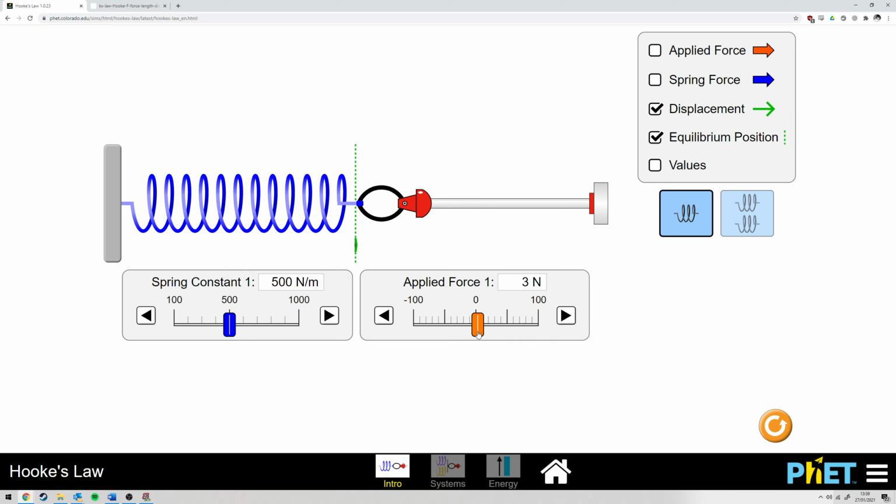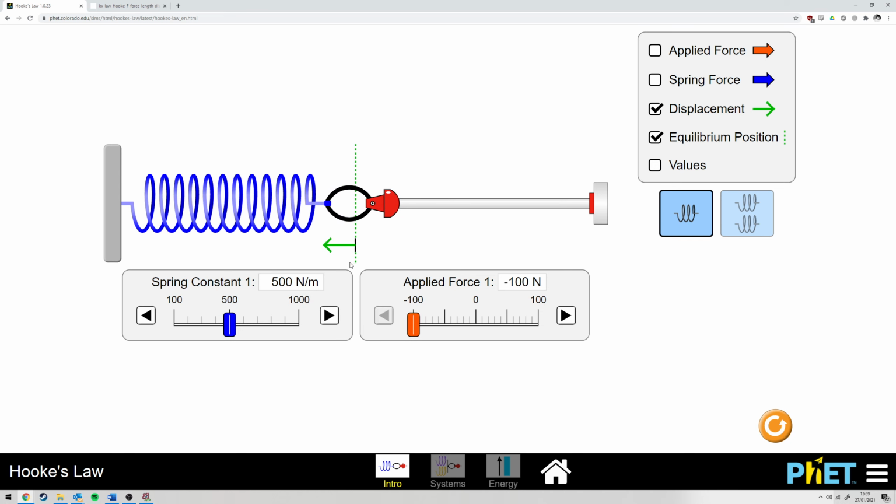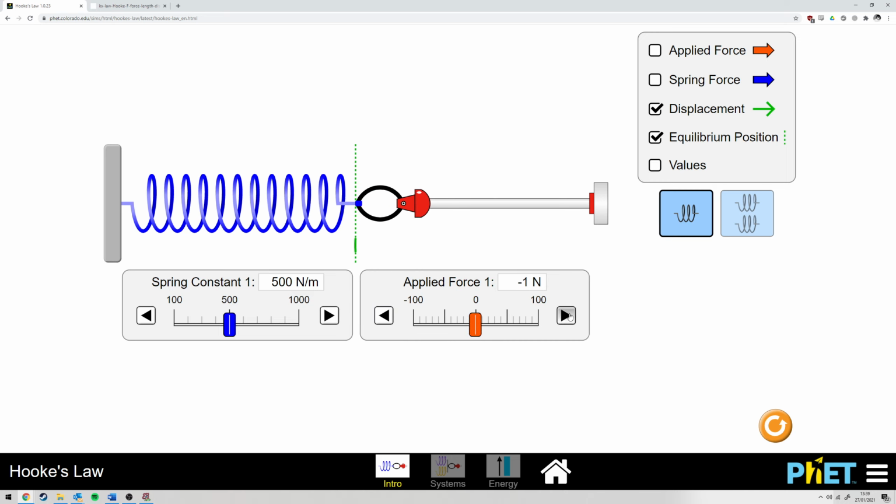You can do the same the other way. You can compress a spring, just like in your car suspension. You compress the spring, but the extension would be in that direction. Let's put it back to 0.